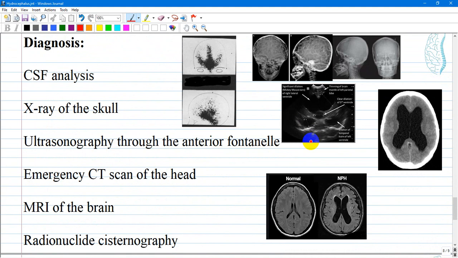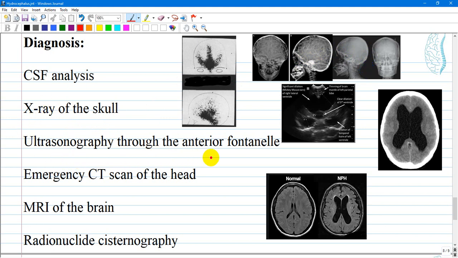Evaluation or diagnosis of hydrocephalus. Cerebrospinal fluid analysis could be done to help with the diagnosis and to exclude residual infection. X-ray of the skull may show erosions of the sella turcica, or so-called beaten copper cranium. So this one is an X-ray of a patient with hydrocephalus, and on the right side, one with normal cerebrospinal fluid pressure.